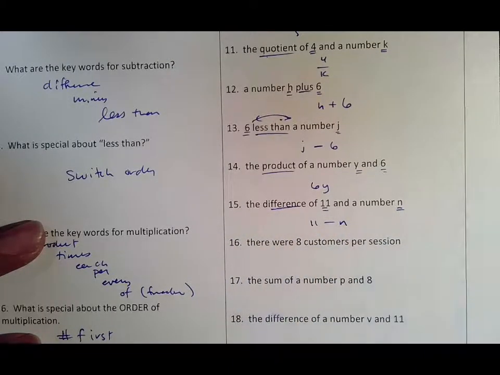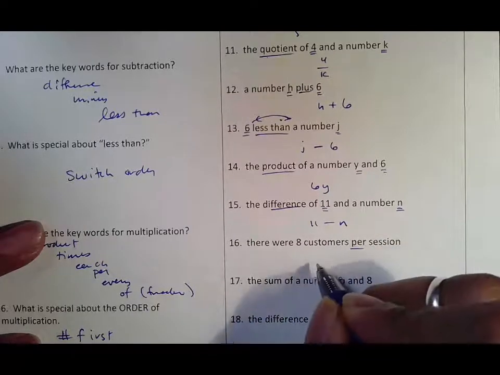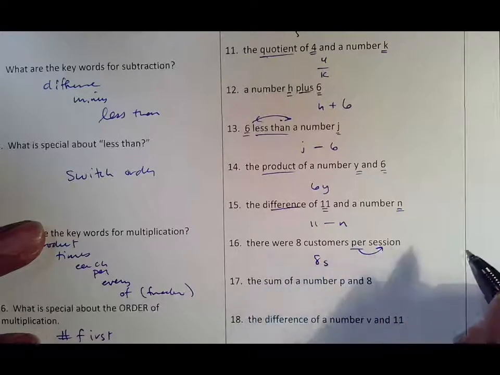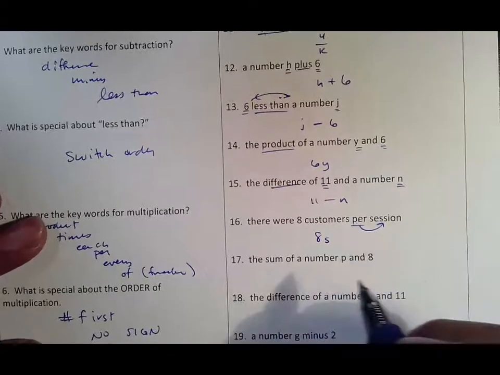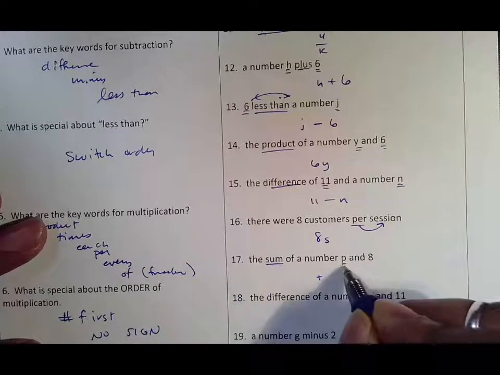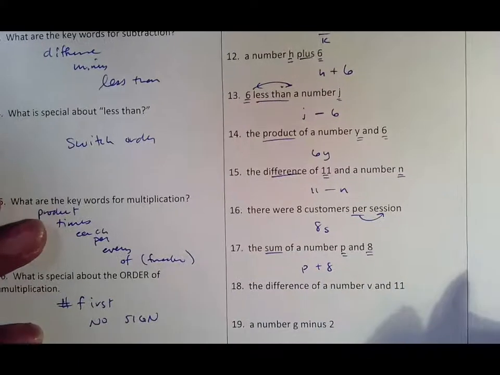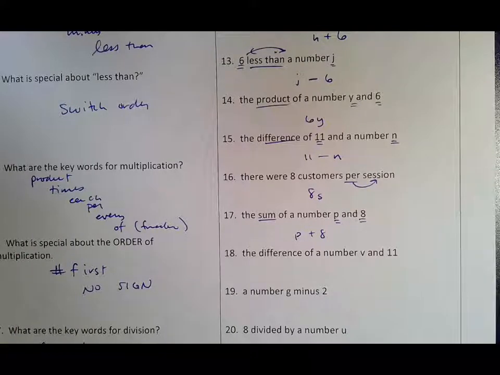That's all. Again, with per, you got to be careful. Per means multiply, so it's going to be 8 something, and it's per session, so it's going to be 8S, not 8C, but 8S. The sum, which means plus, of a number P, which goes first, and 8, which goes second. That is all. The order is the biggest issue people have.